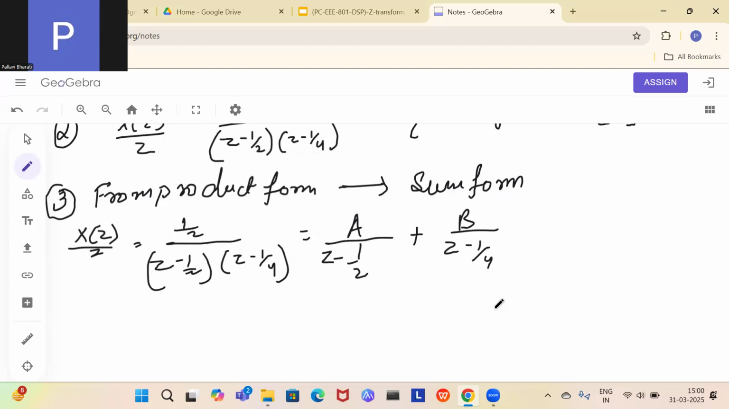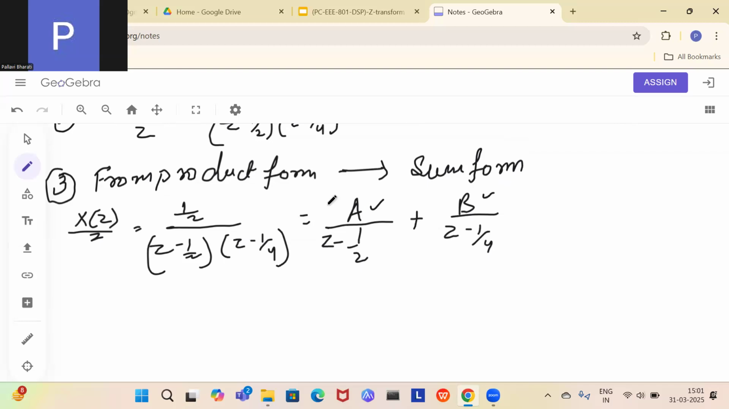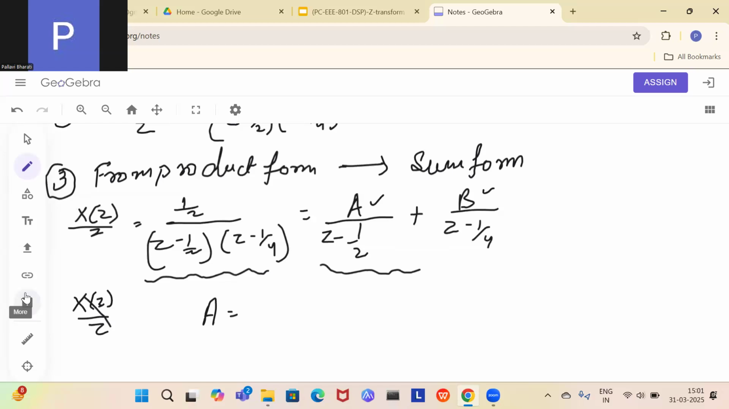The partial fraction is all directed towards finding this A and B, and then finally you will be writing, by inspection, the inverse Z transform of that. So now X(z)/z is given to you. Just understand, this full thing is equal to this part. Now, if you want to find out A, you can write it in this manner.